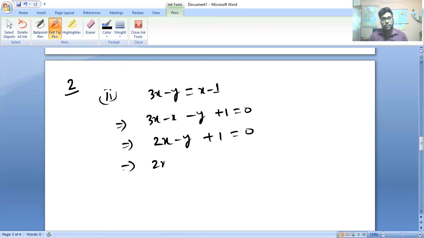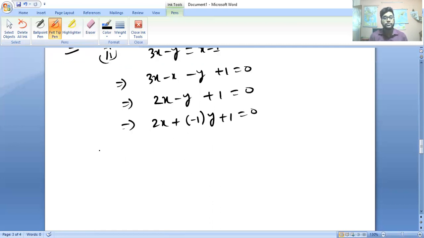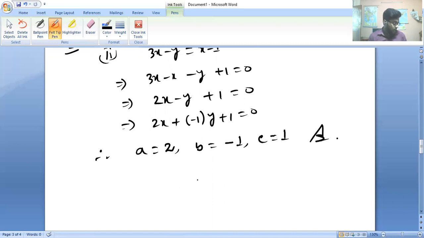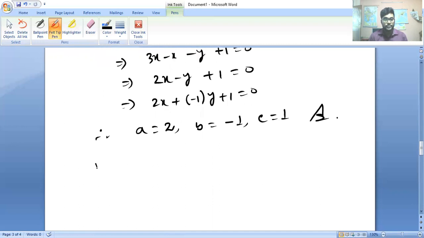So we can write as 2x plus of minus 1 into y plus 1 is equal to 0. Again, I'm saying you have to represent it in the form ax plus by plus c. So if some minus term comes, you write plus of minus that term. Okay. So clearly a becomes 2, b becomes minus 1, and c becomes 1. That's your answer.